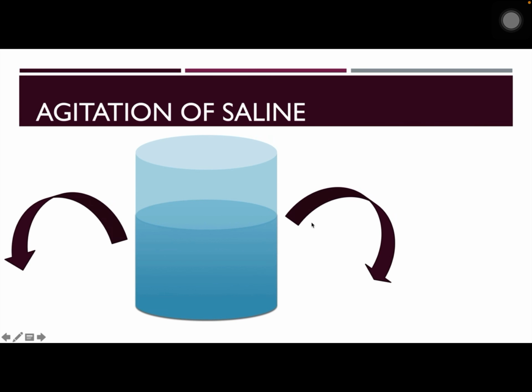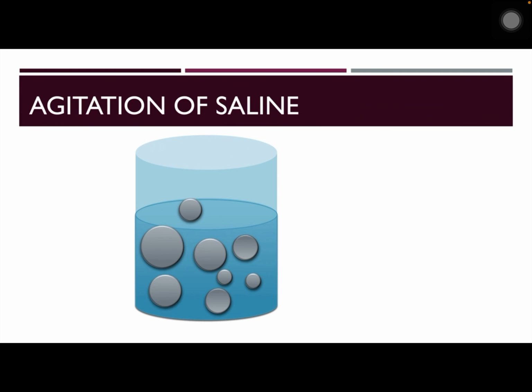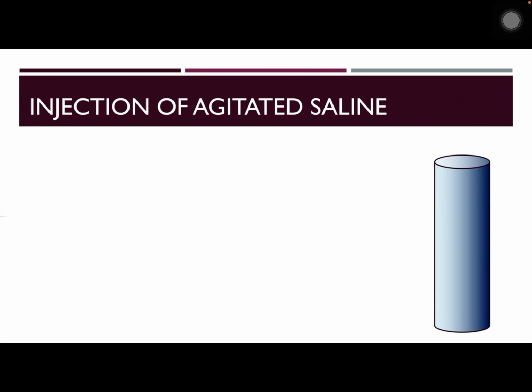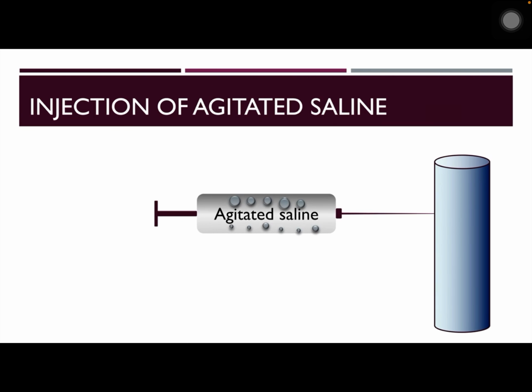This is a bottle of saline which is agitated or shaken from side to side, resulting in the formation of these bubbles as shown here. These bubbles are now injected into the vein of the patient. The bubbles are now in the vein of the patient.